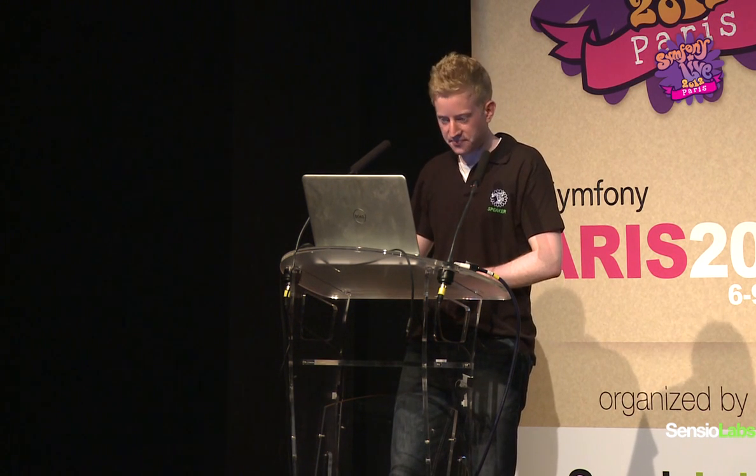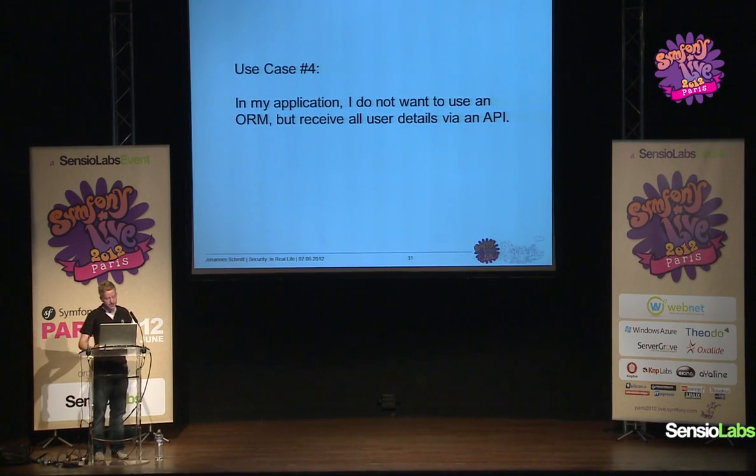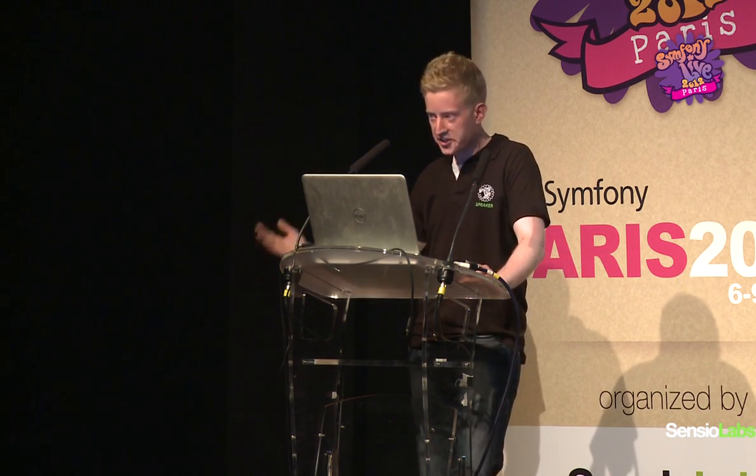Okay. So that's for ACL. Next use case: in my application, I do not want to use an ORM, but receive all user details from an API. Like I have a Java-based application which holds all my data, which is very performant, and I just want to use my Symfony 2 application as a front end. How can I do that?